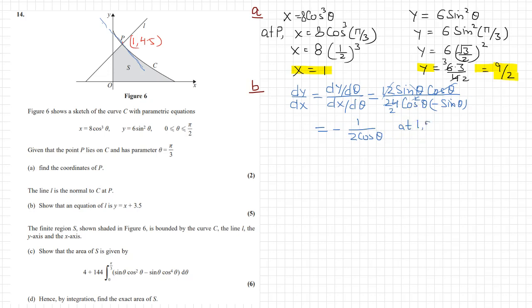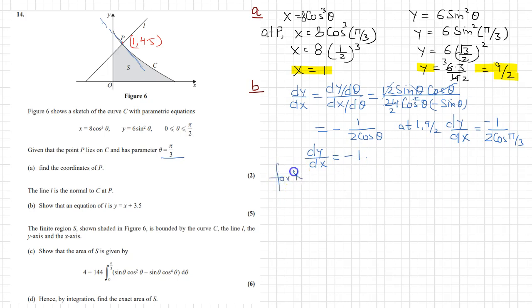So at (1, 9/2), dy/dx is equal to, we have to use not 1 and 9/2, this is x1, y1, at pi over 3. So this is 1/2 cos pi over 3. This is negative. So we have dy/dx is equal to minus 1.